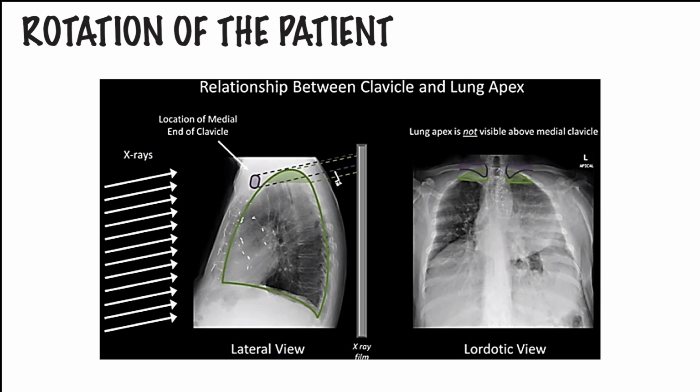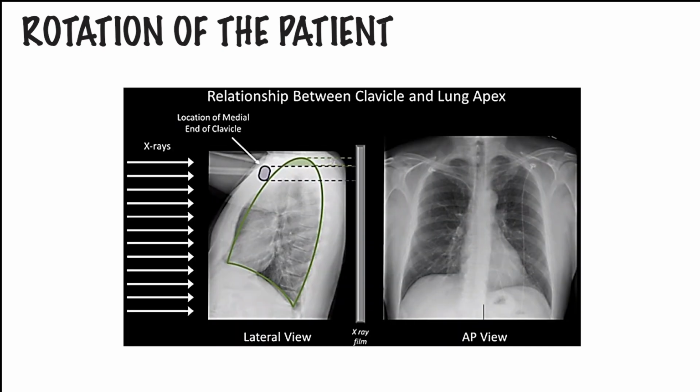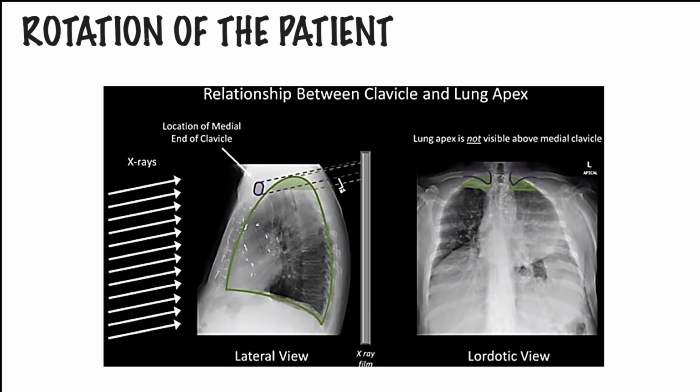Rotation along the y-axis will create a lordotic view, in which the lung apices are better visualized, there is diminished view of the lung bases and costophrenic angles, a distorted cardiac silhouette, and lung volumes which appear falsely low. Here is an image showing normal X-ray penetration without y-axis rotation, and here is one showing y-axis rotation. Notice the difference.